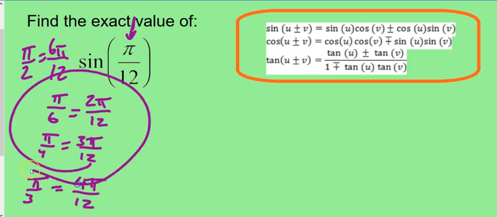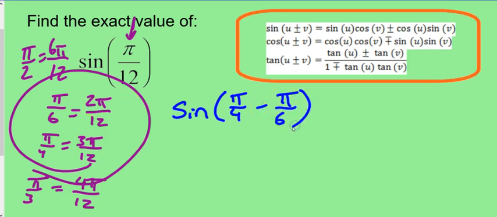Just for ease, we're going to use 3 pi over 12 and 2 pi over 12, because when you subtract them, you get 1 pi over 12. I'm going to reduce those. 3 pi over 12, remember, is pi over 4, and 2 pi over 12 is pi over 6. So sine of pi over 12 is equal to sine of pi over 4 minus pi over 6. We're going to use the sine formula.